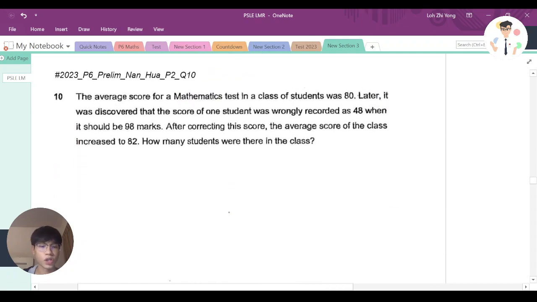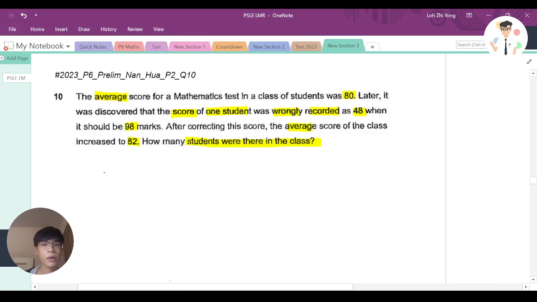From Nanhua Paper 2, question number 10. So here it says that the average score for a mathematics test in the class of students was 80. But later, it was discovered that the score of one student was wrongly recorded as 48 when it should be 98 marks. After correcting this score, the average score of the class increased to 82. How many students were there in the class?